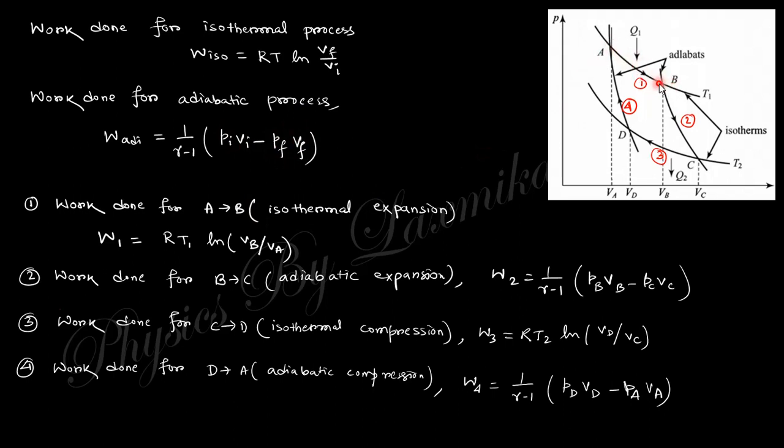So for isothermal expansion, A to B isothermal expansion, this formula will be like that. And here the temperature is T1, so RT1 ln VB by VA. For adiabatic expansion, this will be the work done, 1 by gamma minus 1 times (PB VB minus PC VC). And for isothermal compression, RT2 ln VD by VC, and this compression also is like this.